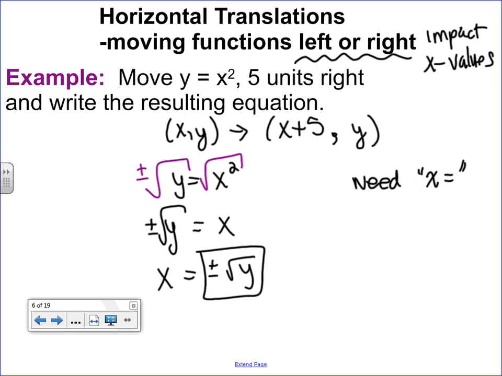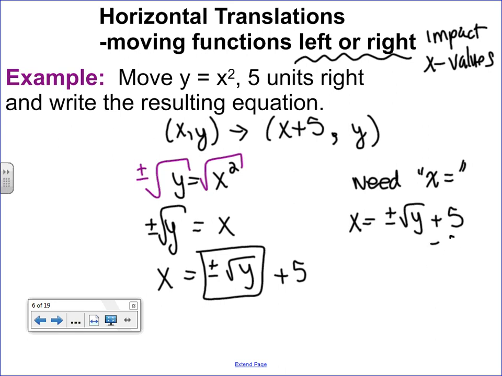So if I now want to move 5 units to the right, that means I want to make all of my x values 5 units bigger. So I'm just going to add 5. Okay, now I have an x equals equation here, but I really want for my final answer to have a y equals equation. So what I need to do is change this x equals equation to a y equals equation. So I have x equals plus or minus root y plus 5.